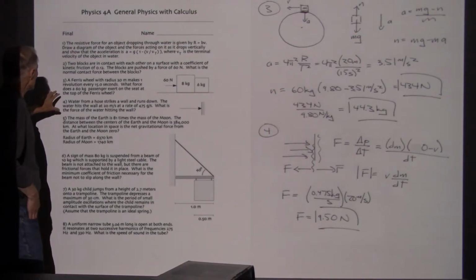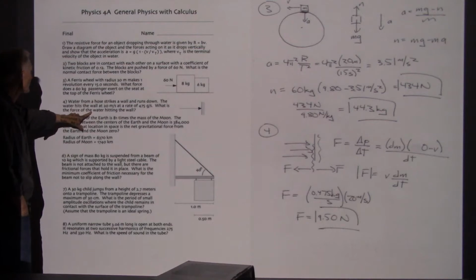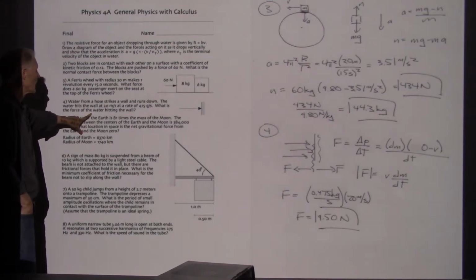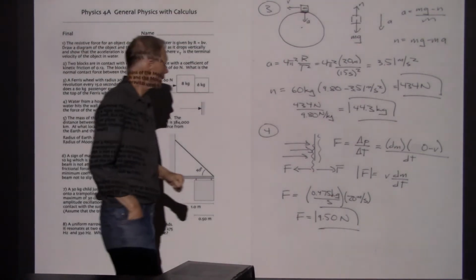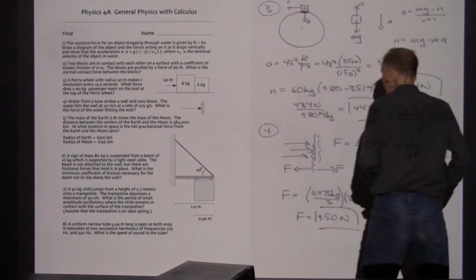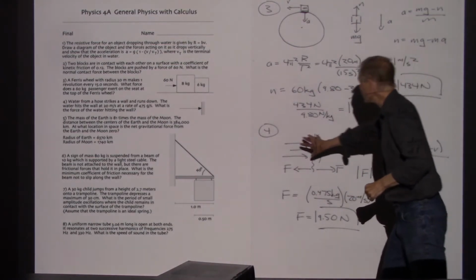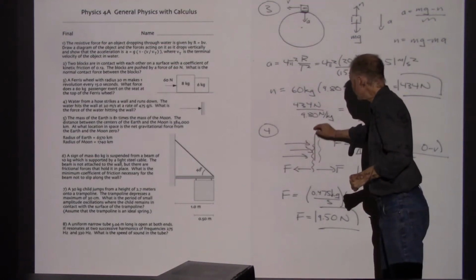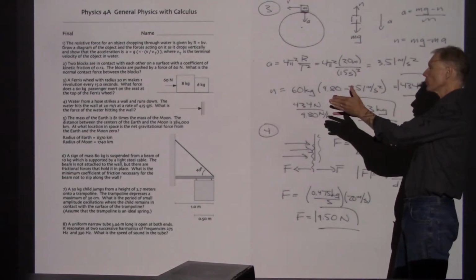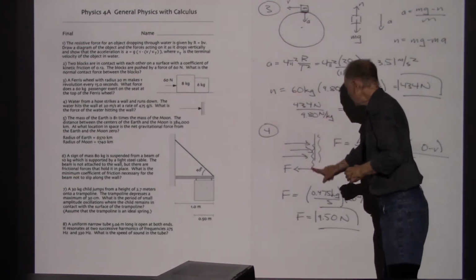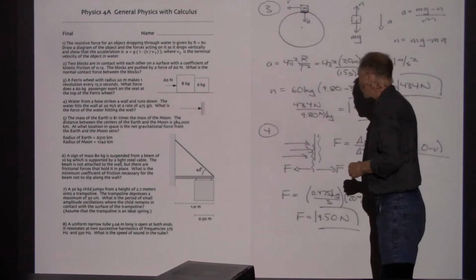All right, let's take a look at problem 4. This looks like we're going to depend here on some momentum conservation, back in chapter 9. This is asking about water being shot at a wall, and then the water hits and it runs down the wall.